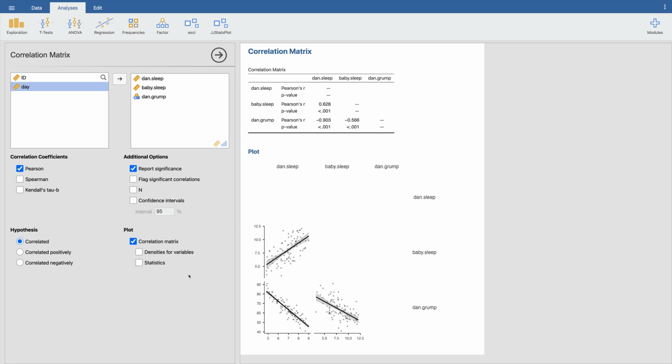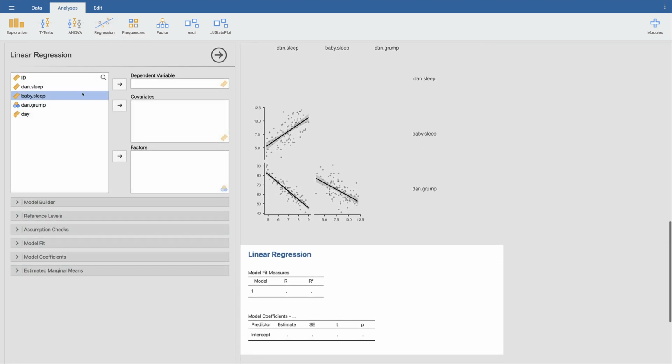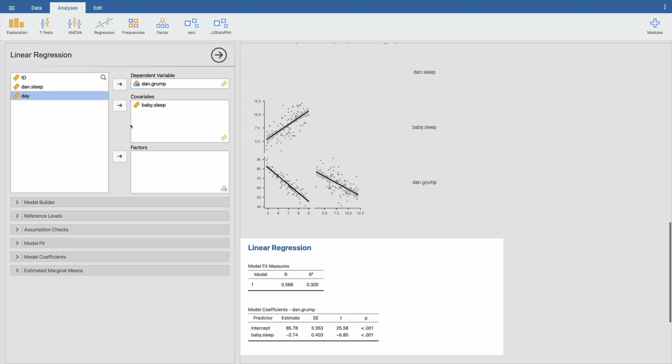Now, notice that we aren't getting the actual information to make a regression line here. So in order to do that, I go back up to regression and pick linear regression. When I pick linear regression, it's going to ask me, what's the dependent variable? What's the thing that I want to predict? Let's say we want to predict Dan's grumpiness. The best predictor for Dan's grumpiness might be how much sleep the baby gets, so I put that in here as a covariate.